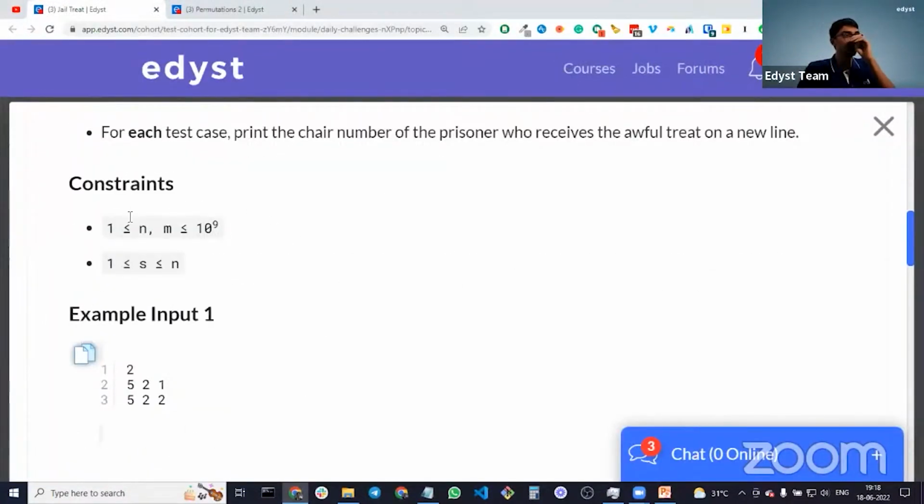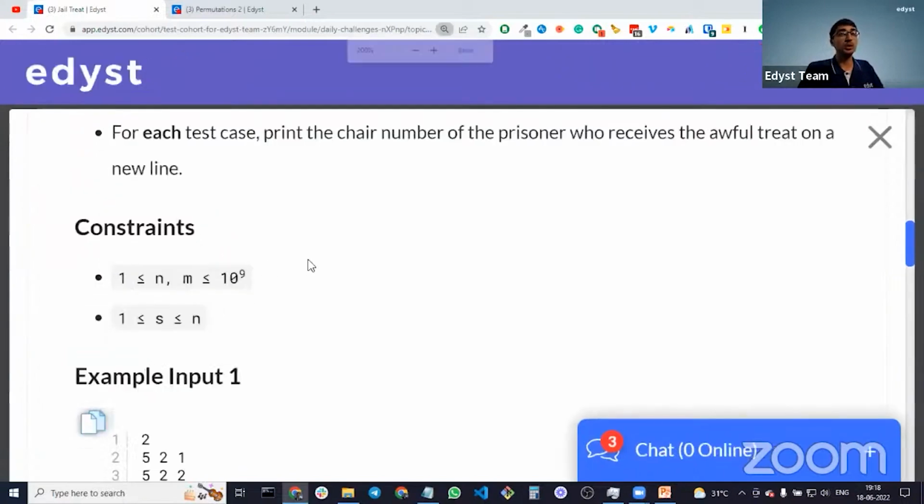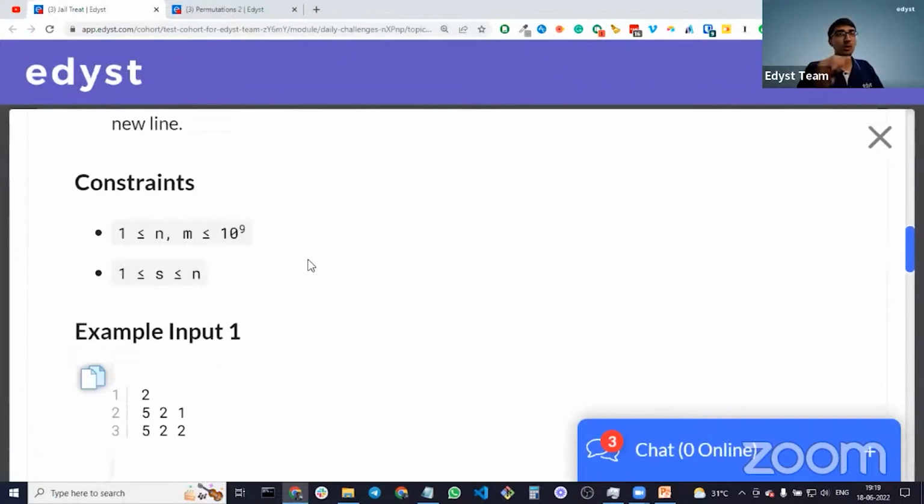If you look at the constraints, this is another thing that the constraints will always give you. N and M can be 10 raised to 9, meaning that 10 raised to 9 is huge. Generally speaking, 10 raised to 6, everybody note this down. 10 raised to 6 is the maximum number, or 2 into 10 raised to 6, 3 into 10 raised to 6, maybe 10 raised to 7 sometimes, but usually 10 raised to 6 is the maximum number of iterations you can ever do in your test or in your code.